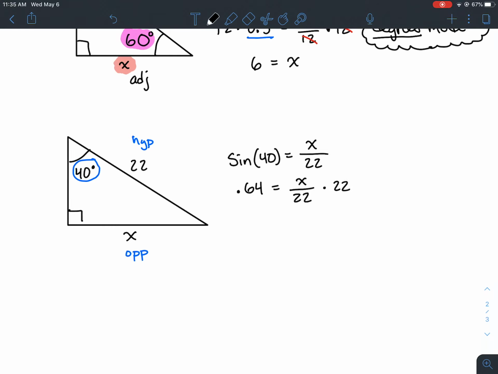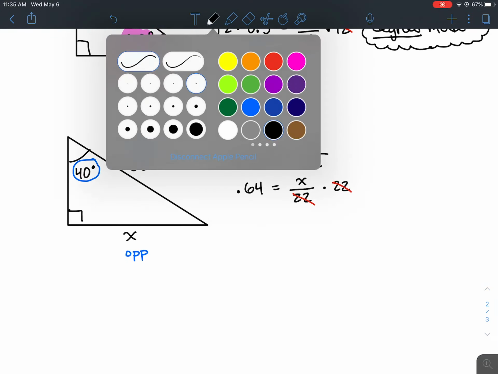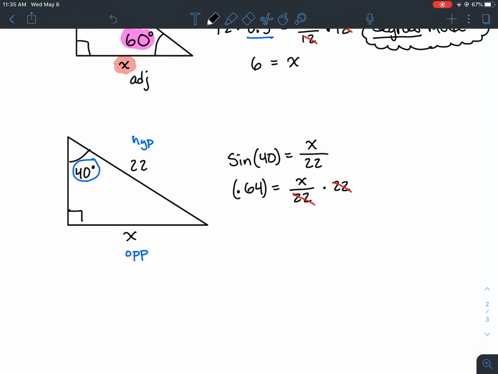I multiply by 22 to get those to cancel. And so I have to multiply 0.64 by 22 as well. And if I do that on the calculator, I get 14.08, which is approximately x because we rounded it. And that's all I have to do.